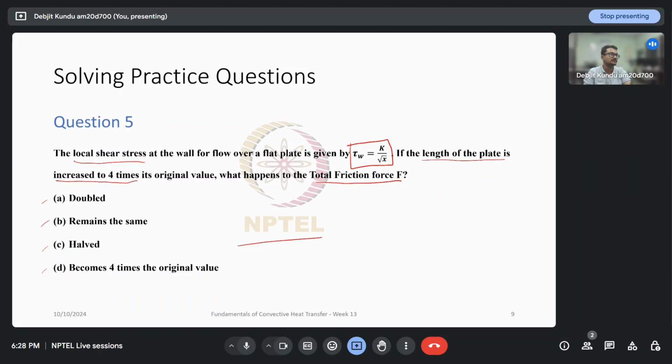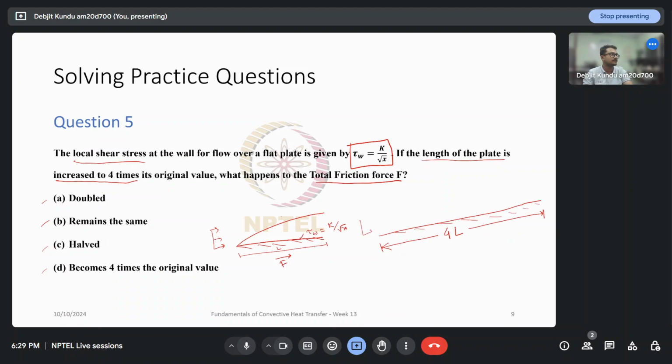So make sure you're understanding the problem: I have a plate like this with some flow coming in, a classical boundary layer problem. So here there is an expression for the local shear stress, which is given by K by root x. Now due to this there is a total friction force on this plate, right? Now let's say the length of this was L and I take another flat plate which has a length 4 times the original value.